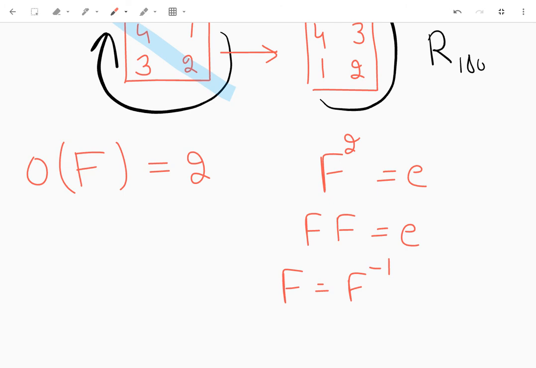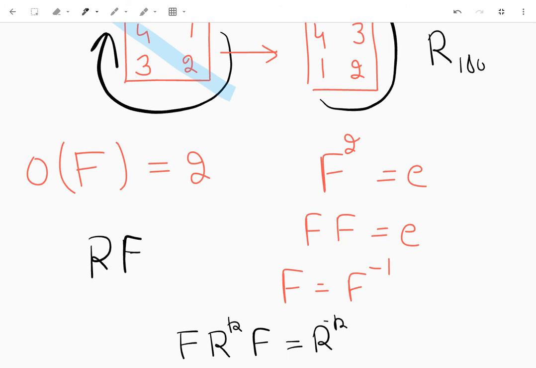Now, one more thing before we dive into the proof. Yeah. Let's take a look at this. RF. And why I look at this? Let me write again what we have to prove. We have to prove that F R to the power K F equals R^K inverse. Right? This is same as R^K inverse. Okay. So why I wrote RF, yeah, that will be clear in a moment.